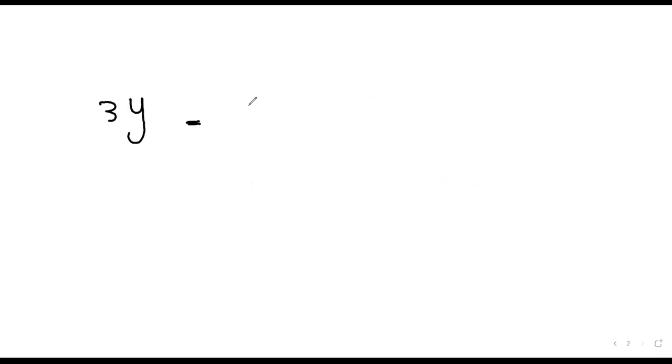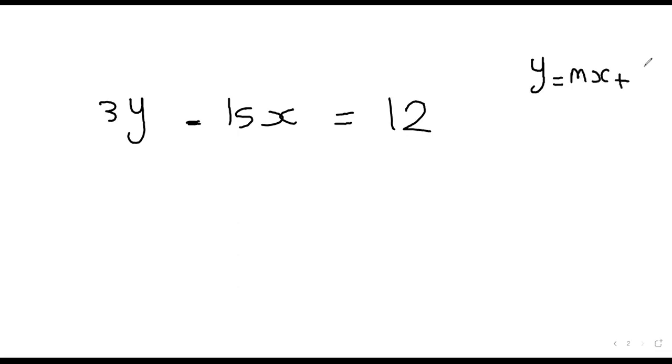If I have an equation like 3y minus 15x equals 12, I want to get the gradient and the y-intercept. The equation of the line is written in the form y equals mx plus c. And if we compare this equation, 3y minus 15x equals 12, with this one, they are not the same.